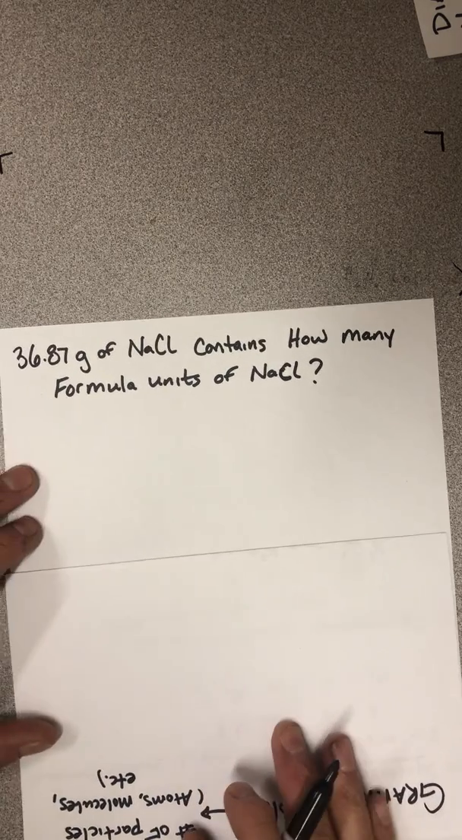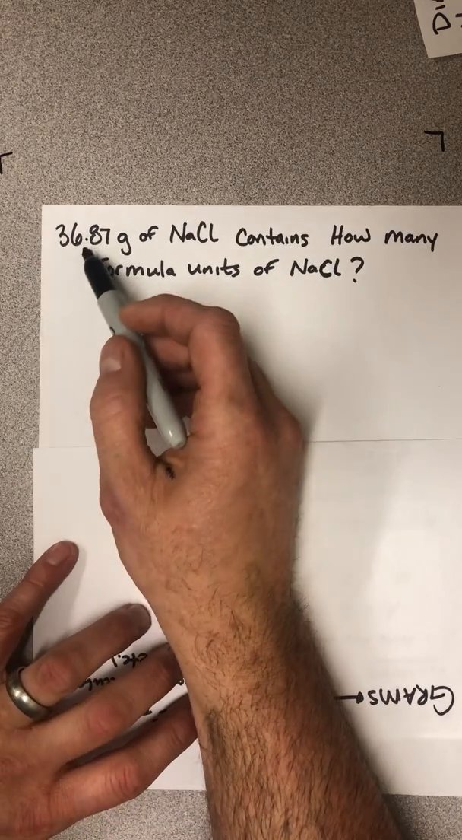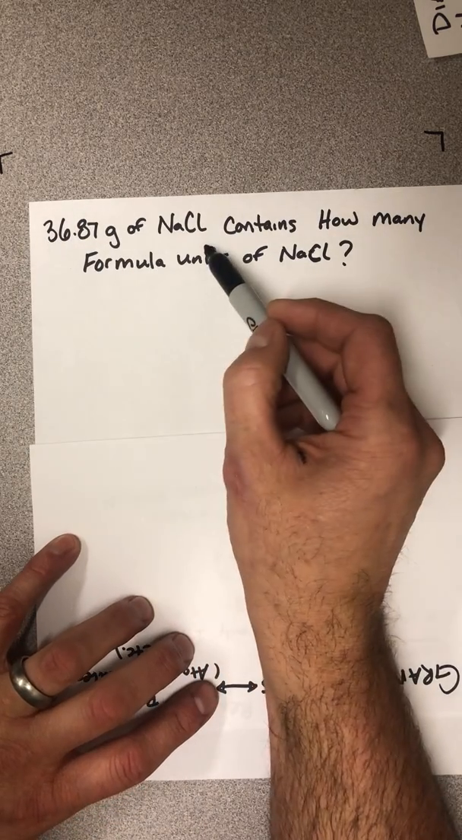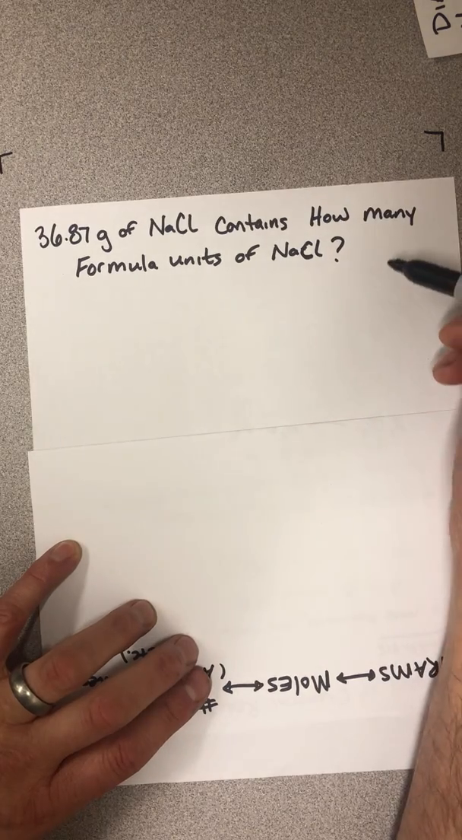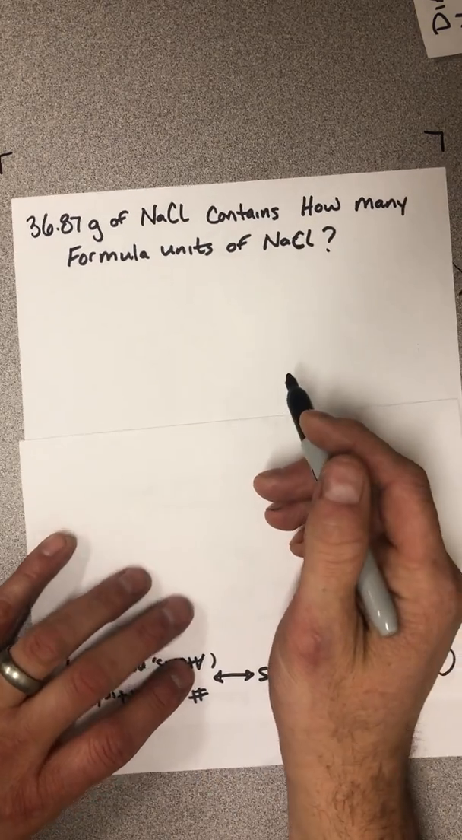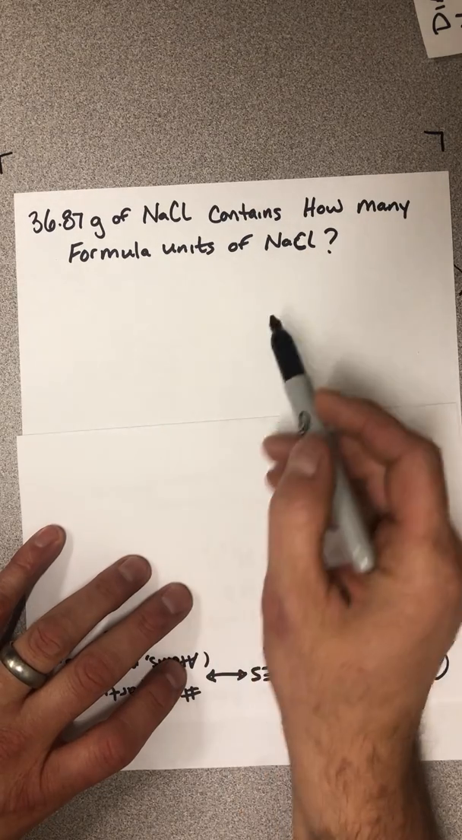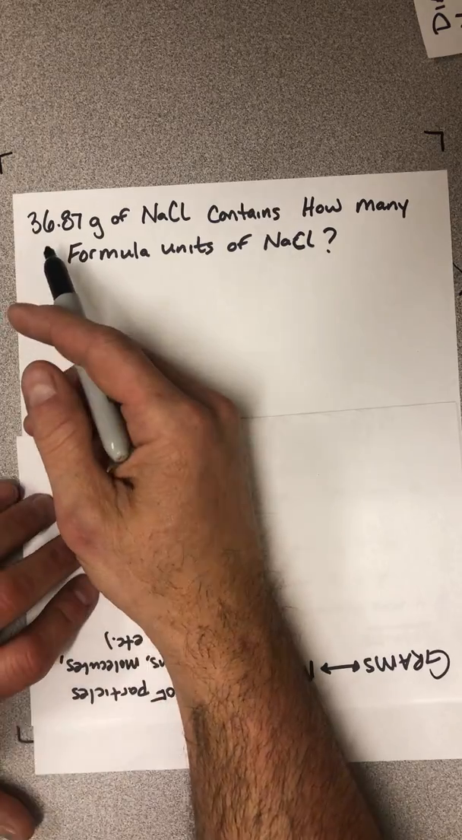Okay, so here we're starting with a number of grams of sodium chloride, 36.87 grams of sodium chloride, and we want to know how many formula units that is. So that's a number of, not molecules, because that's not how ionic compounds work, but yeah, so we're going to figure out how many sodium chloride units there are in 36.87 grams.